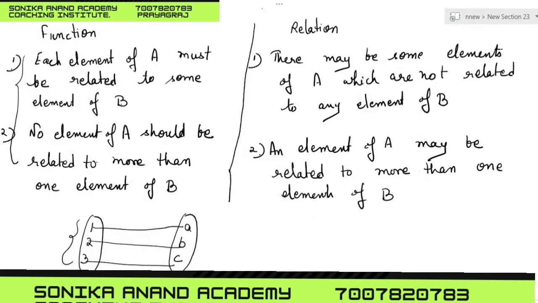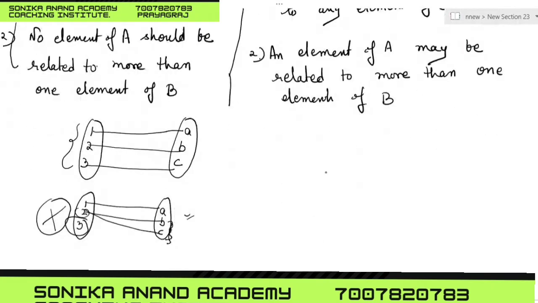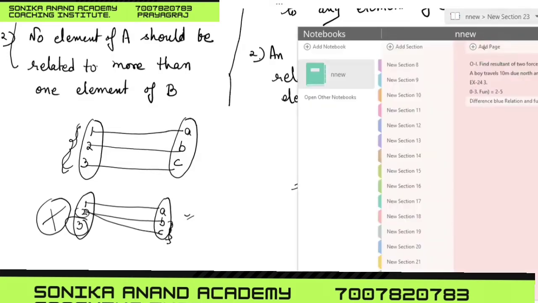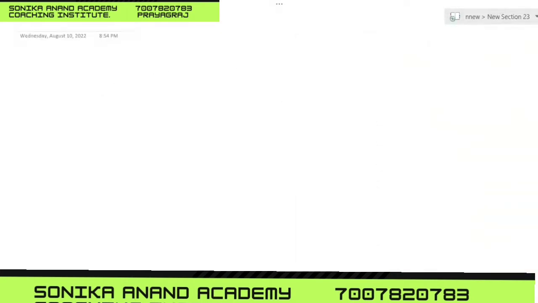In relations, this case, this picture, can be treated as a relation, because one element is left over here, A, B, C. One can be mapped with more than two. One element can be left. This is a relation, but not a function. For a function, each element of the first set should be mapped with another element. I will give you some more examples to explain that.